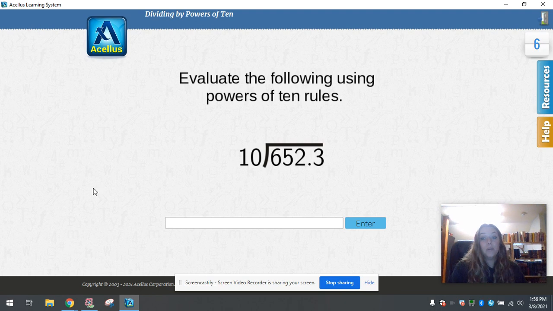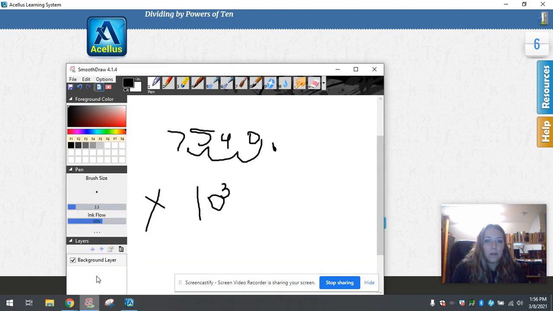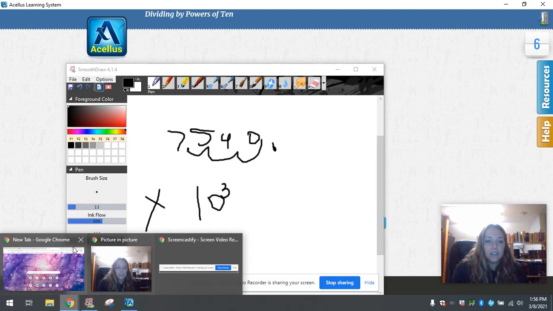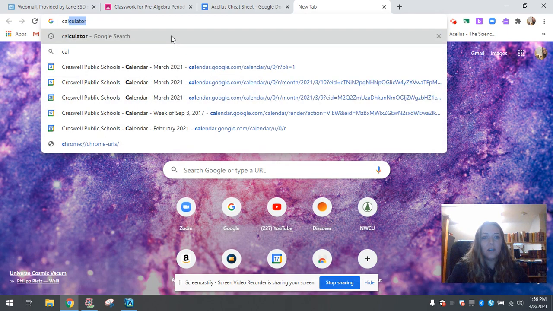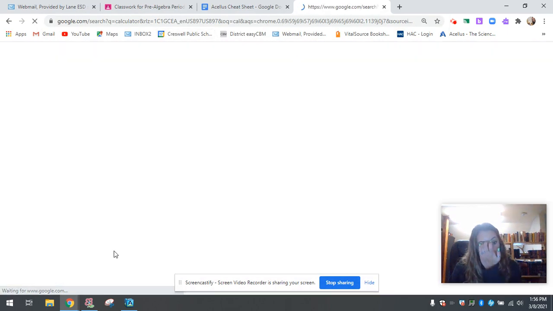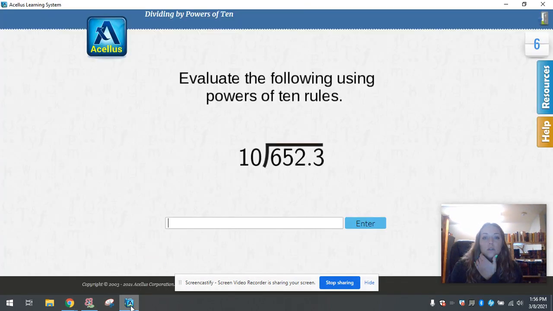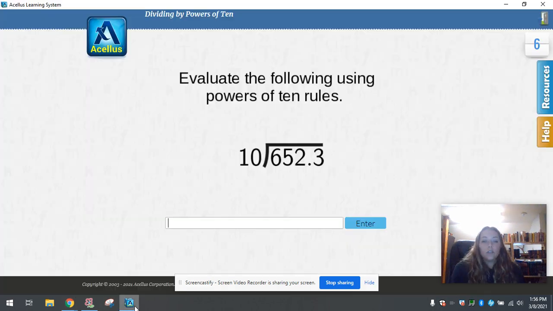Or you could put this all in a calculator. This one says 652.3 divided by 10. Let's say I just want to put this in a calculator. I'll Google calculator. Okay, that's taking too long.